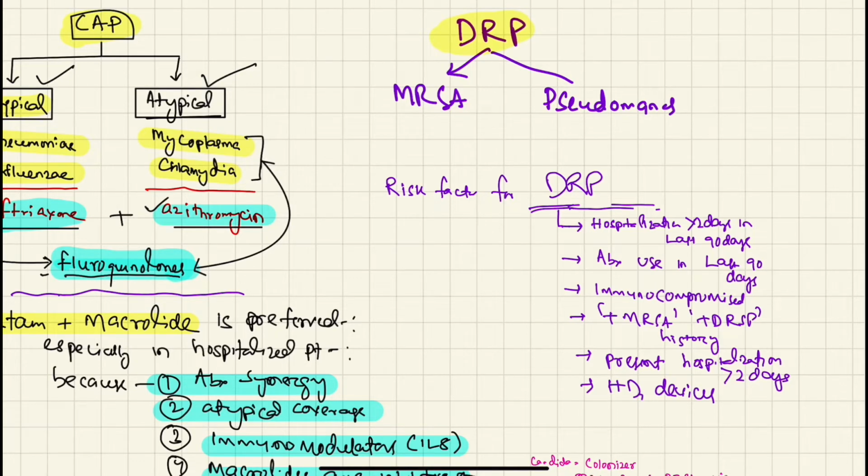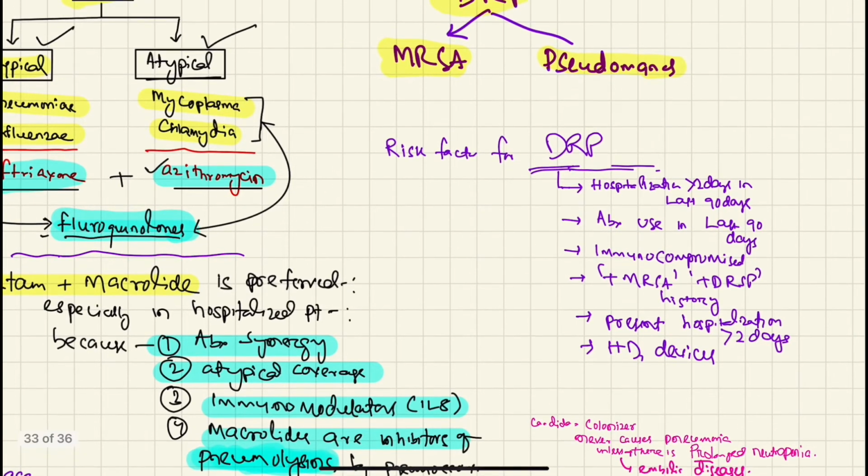This combination therapy is preferred unless there are drug resistant pathogens. There are two kinds of drug resistant pathogens: one is MRSA, methicillin resistant Staph aureus, and another is Pseudomonas, right? So what are the risk factors for DRP? Hospitalization of more than 2 days in the last 90 days, antibiotic use in the last 90 days, an immunocompromised patient, past history of MRSA or other drug resistant pathogens, present hospitalization if it is more than 2 days, and also if the patient has devices or requires dialysis frequently. These are the risk factors for MRSA or Pseudomonas.